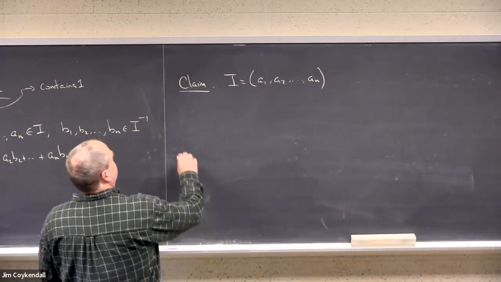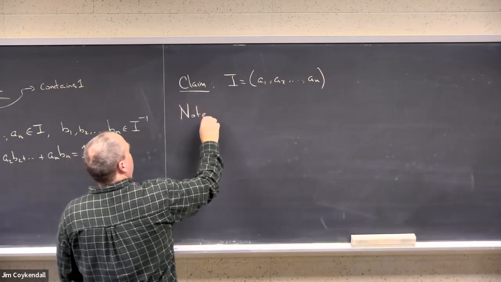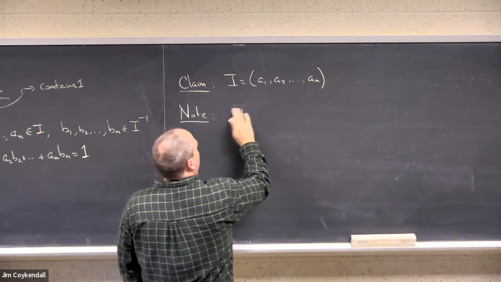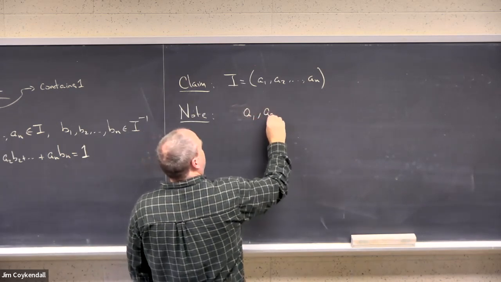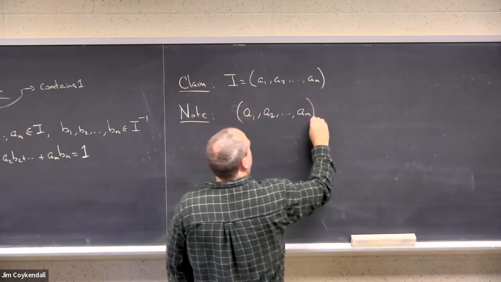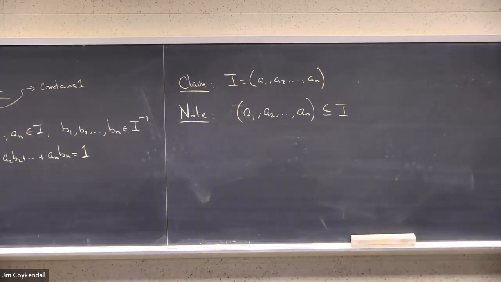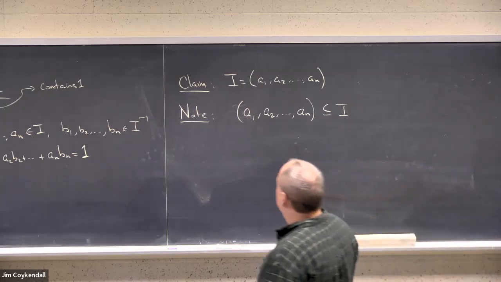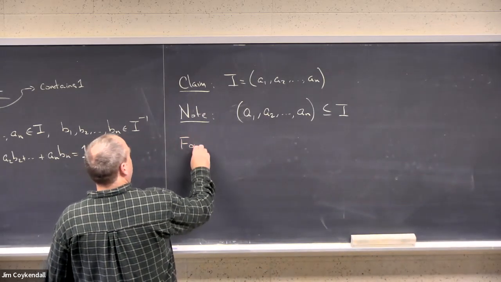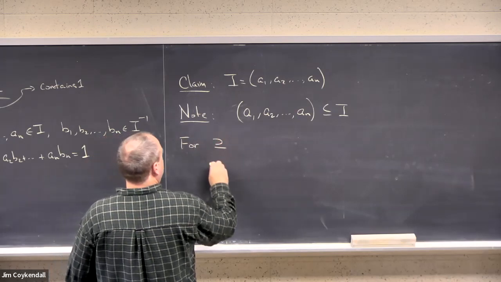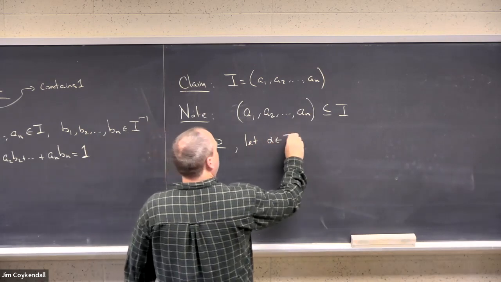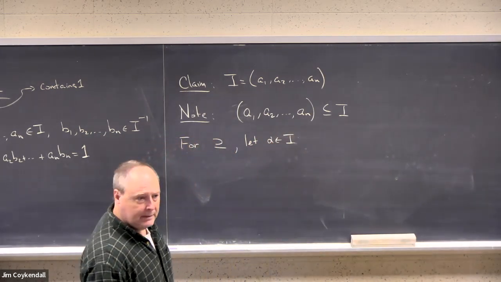Well, that containment is certainly true, because by assumption each of those Ai's is contained in I. So any R-linear combination of those Ai's has to be in I. That's the easy part. How about the other containment? Well, for the other containment, let alpha be an arbitrary element of I.